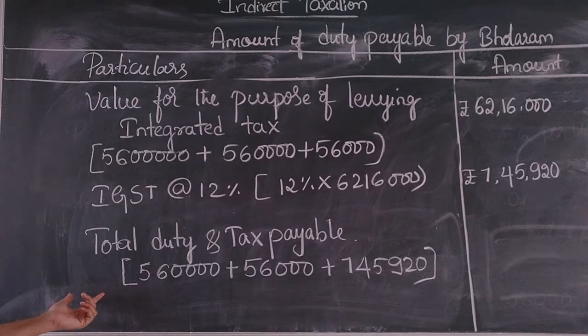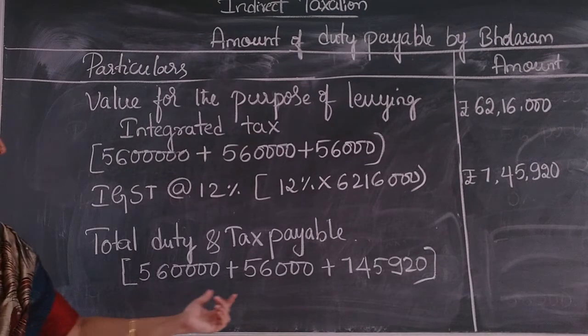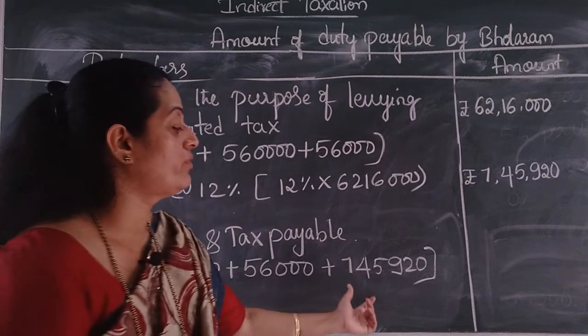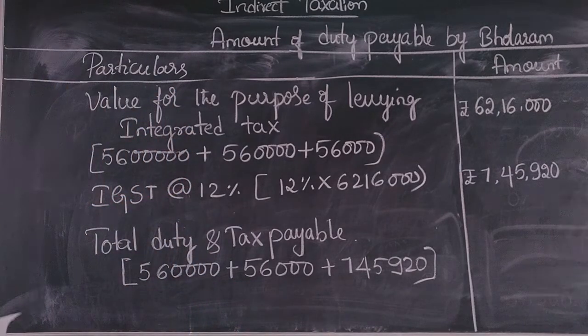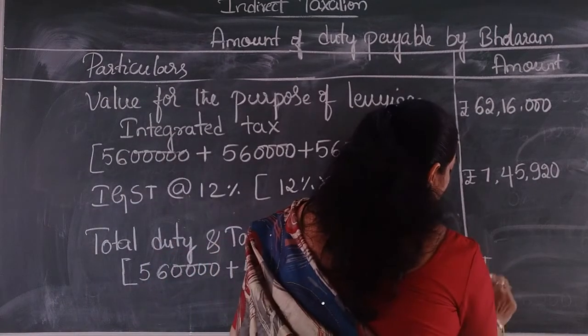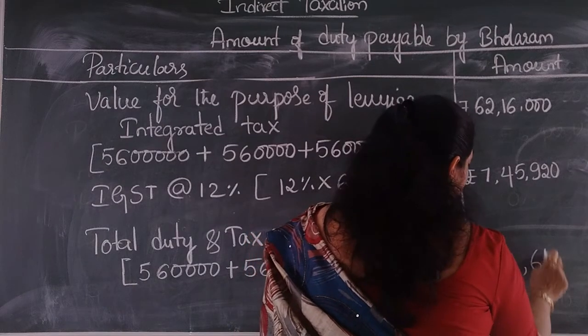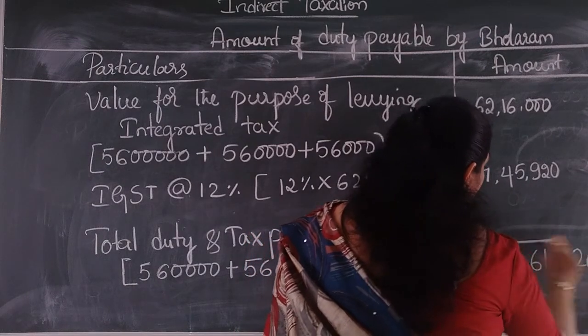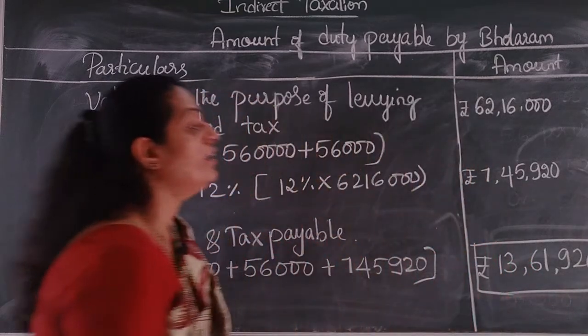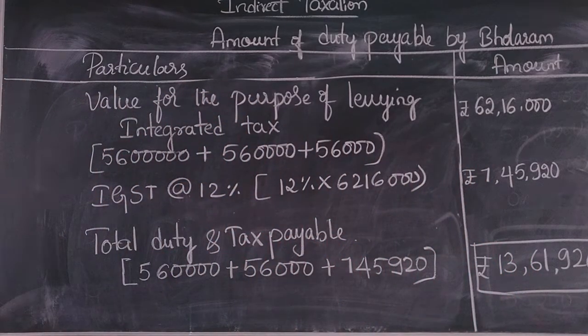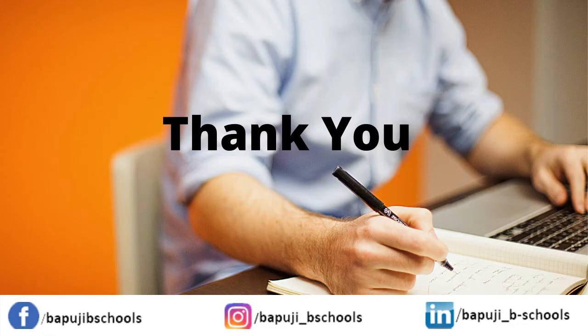Total duty and tax payable by Bolaram is 5,60,000 plus 56,000 plus 7,45,920. 5,60,000 is the BCD at 10%, 56,000 is the social welfare charge, and the IGST at 12% is 7,45,920, which gives you a total of 13,61,920 as the total duty payable by Bolaram. That's all. Thank you.